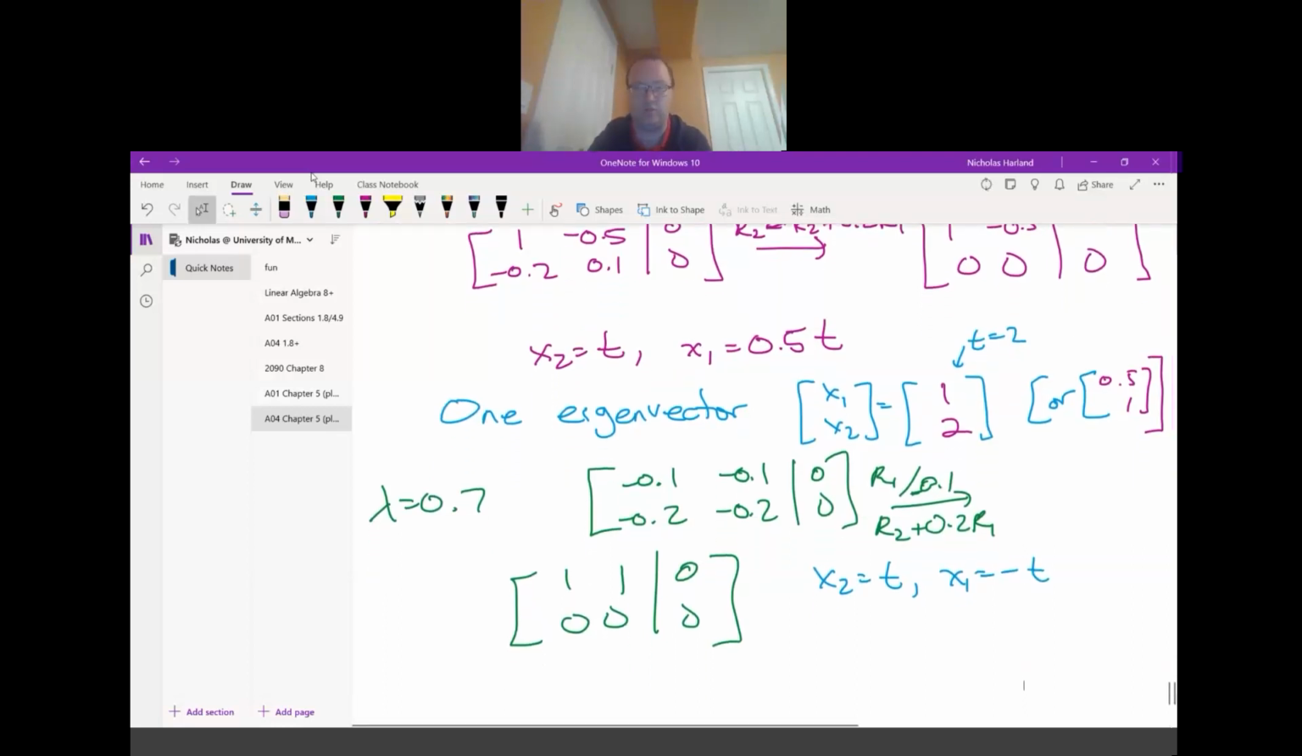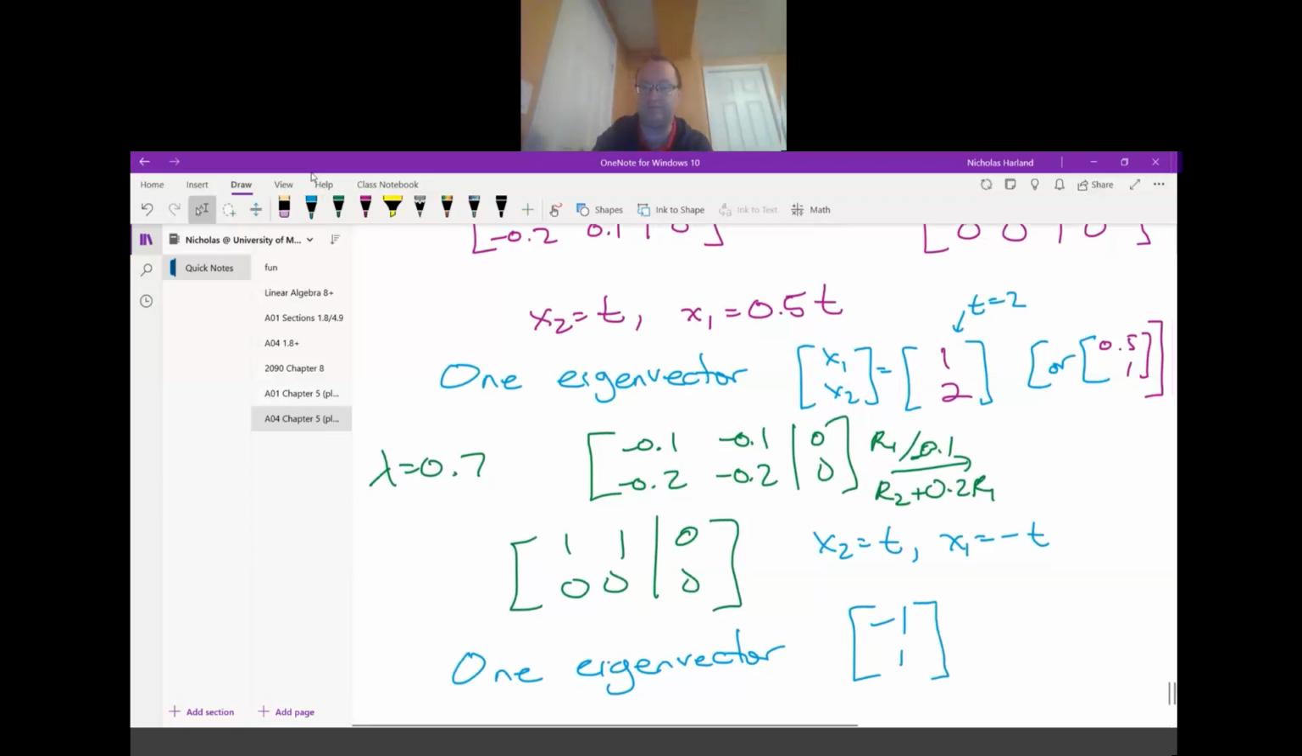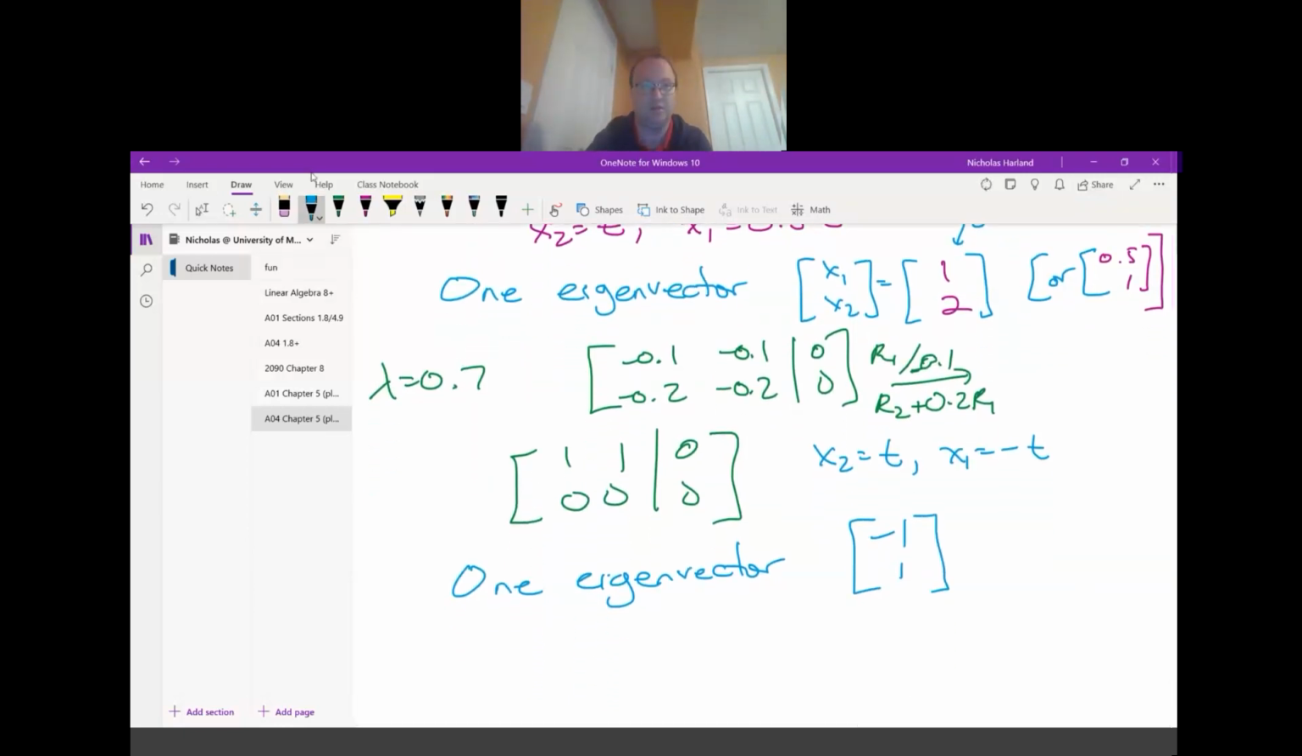So again, what would be one eigenvector we could use? Since we're going to use this in calculations, let's try and keep it as simple as possible. Yeah, t equals 1 gives us negative 1, 1. In other words, A is equal to P D P inverse. We stick our vectors into P, so that's 1, 2, negative 1, 1.